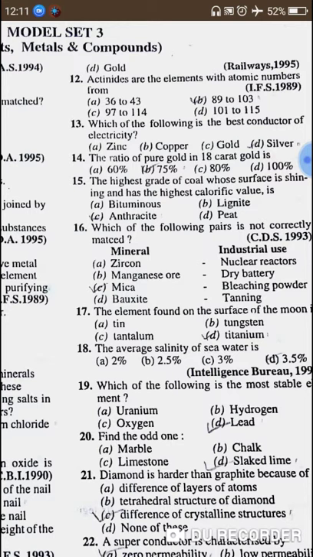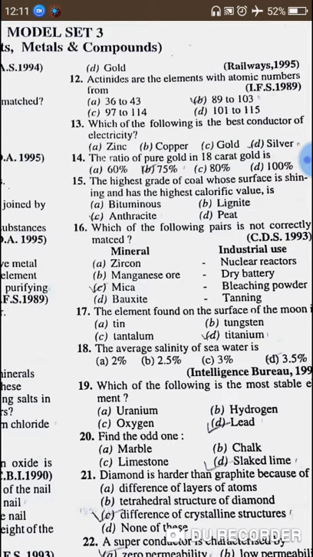Next, the ratio of pure gold in 18 karat gold is, and our answer is 75%. The ratio of pure gold in 18 karat gold is 75%. Our next question. The highest grade of coal whose surface is shining and has the highest calorific value is, and our answer is anthracite. Anthracite is the coal whose surface is shining and has the highest calorific value.